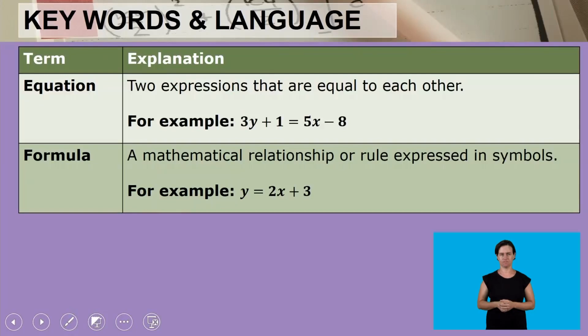Lastly, let's look at the words that we're going to use in this lesson. We have an equation, which is two expressions that are equal to each other. For example, we have an expression of 3y plus 1, and another expression of 5x minus 8, and these two expressions are equal to each other, making them an equation. Then we have a formula, which is a mathematical relationship or rule expressed in symbols. An example of this is y equals 2x plus 3.